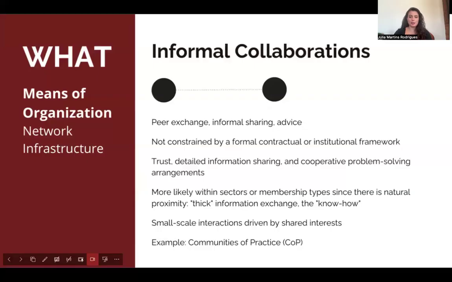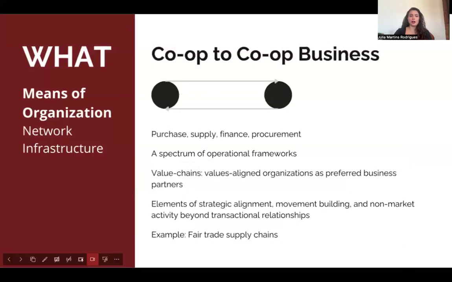But it doesn't stop there. We also see this process happening across sectors and even between cooperatives and non-cooperative organizations. Now, these informal collaborations often evolve into formal business relationships between cooperatives. But it's important to note that co-op to co-op business operations can also start completely independently without any prior collaboration or personal connection, okay?